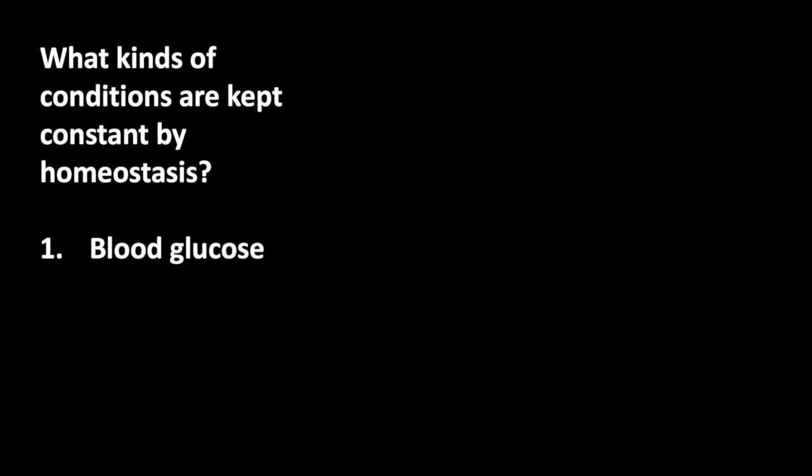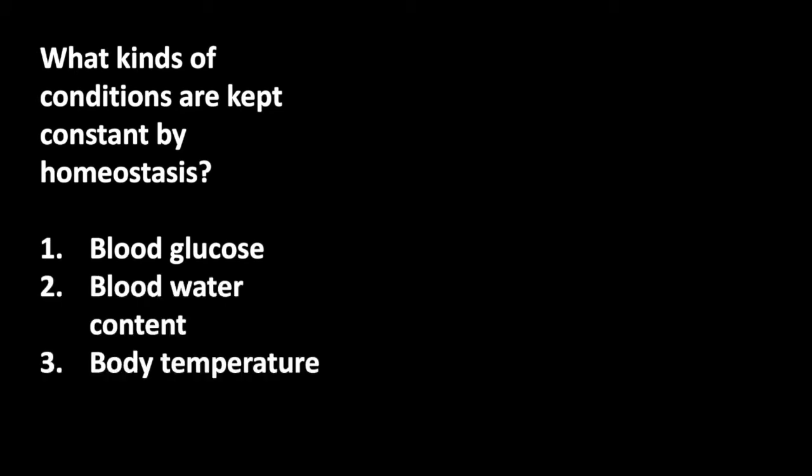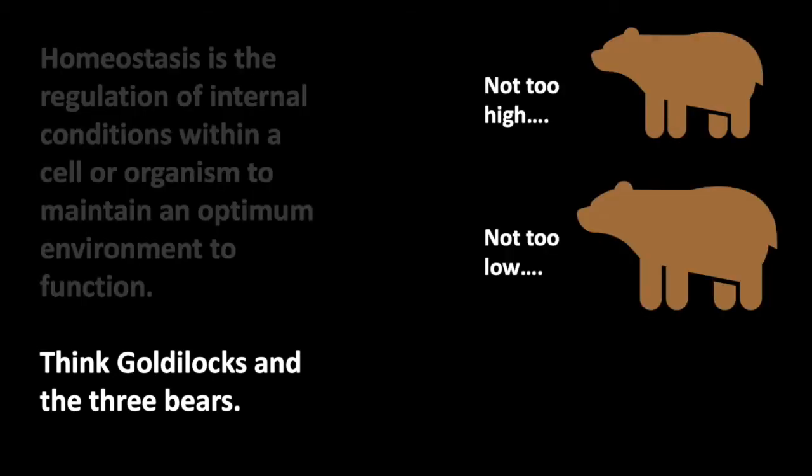Blood glucose, blood water content, and body temperature are all examples of conditions that we have to keep constant through homeostasis in order for the cells in our body to be able to function. One way of thinking about homeostasis is thinking about it like Goldilocks and the Three Bears. You want specific conditions in your body to be not too high, not too low, but just right.